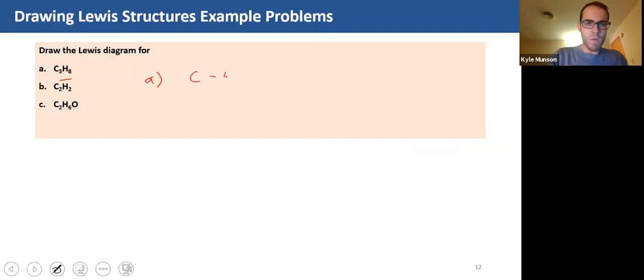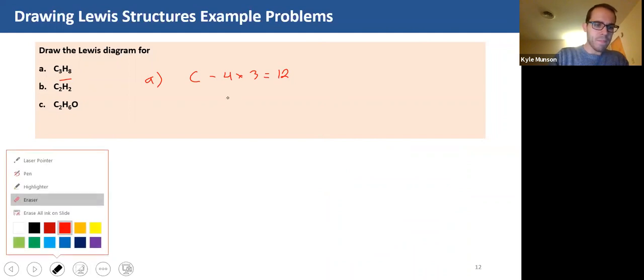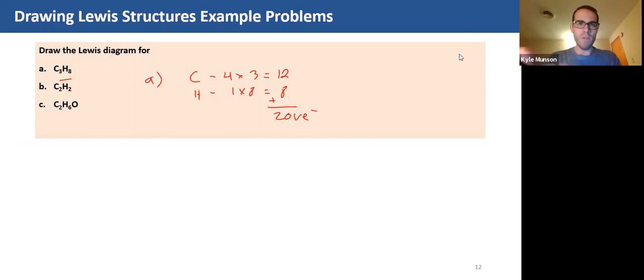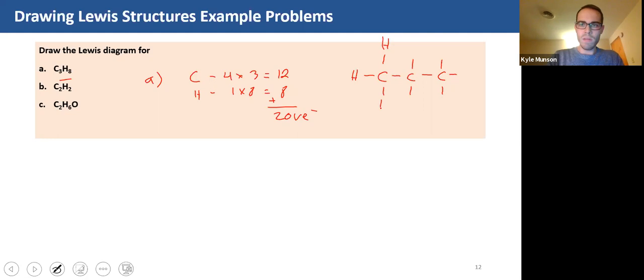All right, so we have carbon, 4 valence electrons times 3, it's 12. Hydrogen is 1 times 8, 20 valence electrons. And remember, one of our rules was if you have multiple carbons, you usually bond them all together in a chain. So that's what we're going to do. And we're going to make the molecule as symmetric as possible. 1, 2, 3 carbons. And then each one of those carbons we're going to connect to hydrogens. And remember, carbon can only form 4 bonds. Okay, 4 single bonds, I mean. It could form 1 double bond, 2 single bonds, etc., but its maximum is 4 bonding pairs.